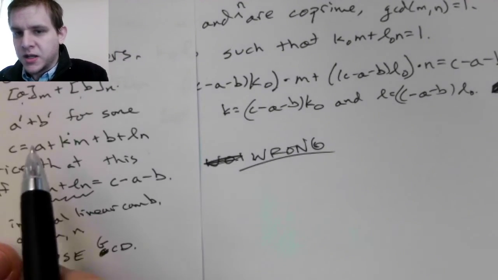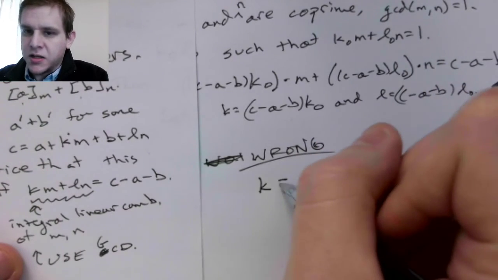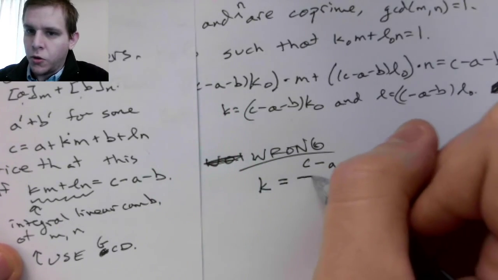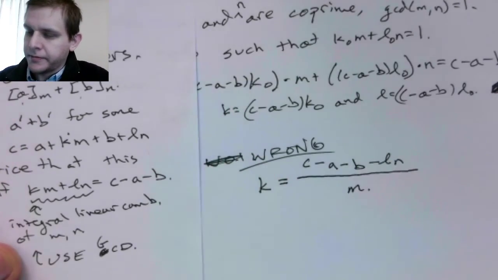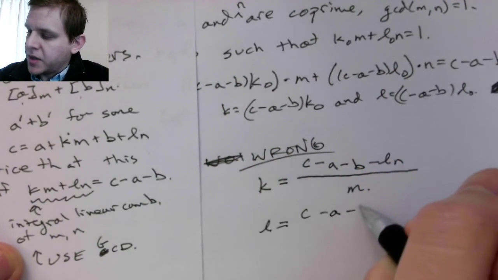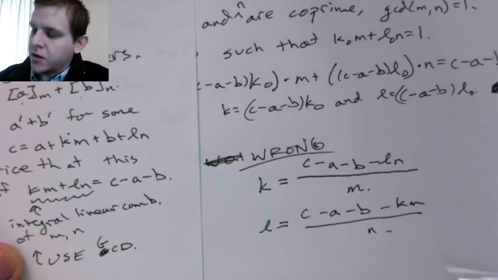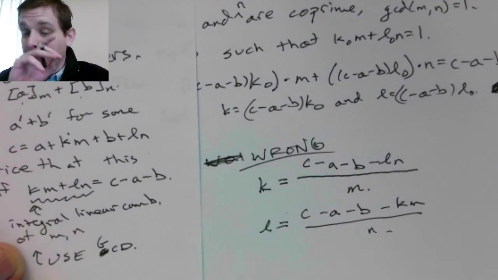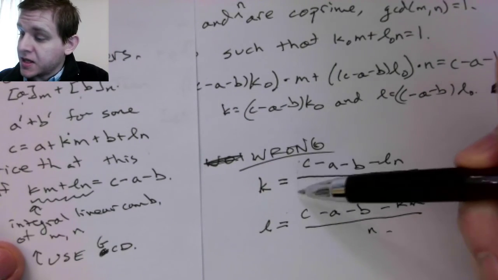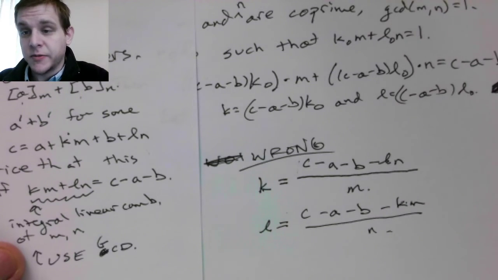So if you start from this equation here and you try to solve for K, you'll get K is equal to C minus A minus B minus L times N over M. And then you'd similarly get L is C minus A minus B minus K times M over N. And you said, okay, I picked this K and this L, and that works. So the problem is that K isn't determined from this because L isn't determined, right? This is still a system, it's an overdetermined system of equations.